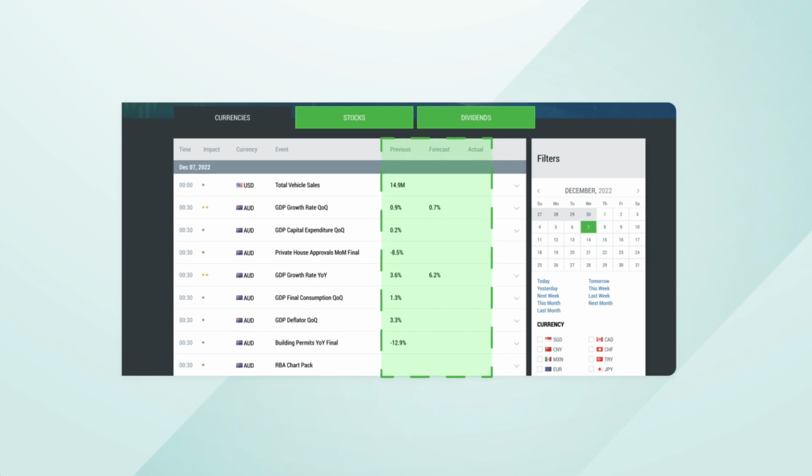On the right from the name of the event, you can see 3 figures. There are previous, actual, and forecast. The previous figure shows the previous release and its results. The actual figure is updated instantly after the release is published. And finally, the forecast gathers information from the relevant analytical sources, and it shows how the market sees this event.